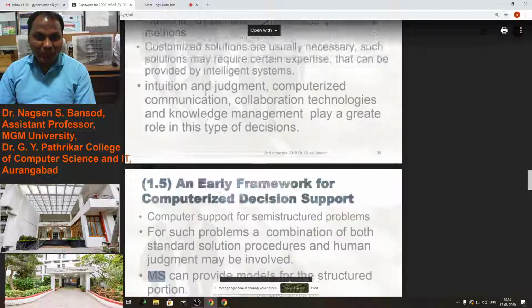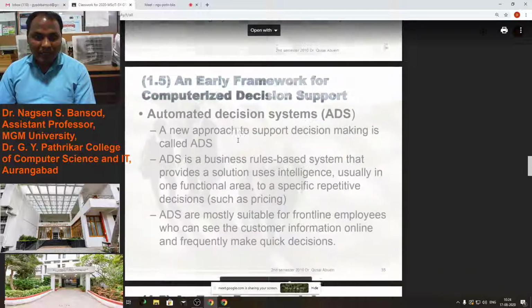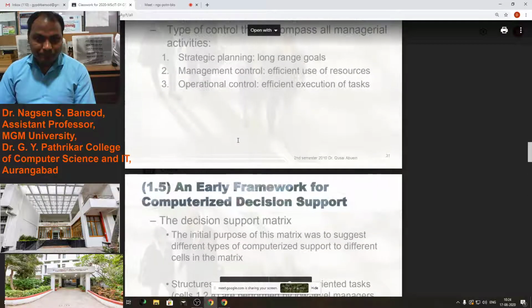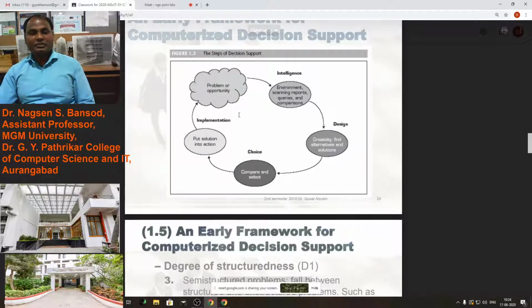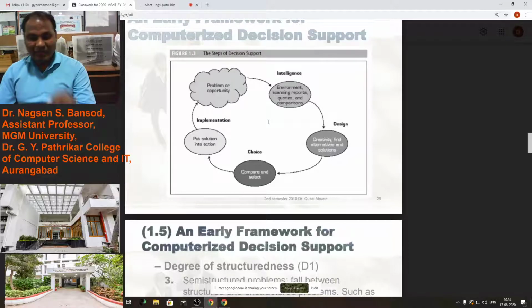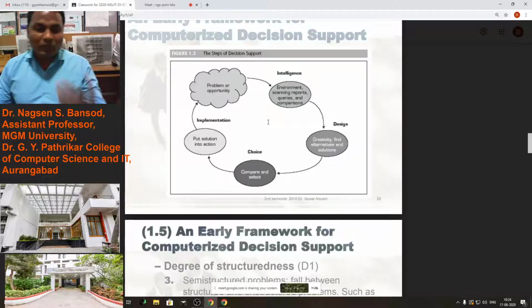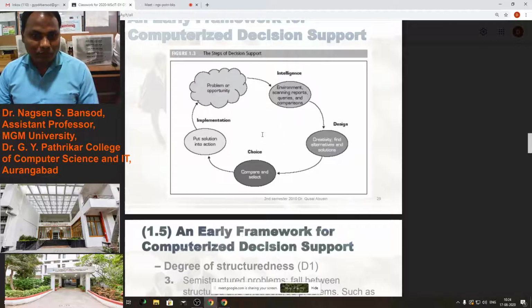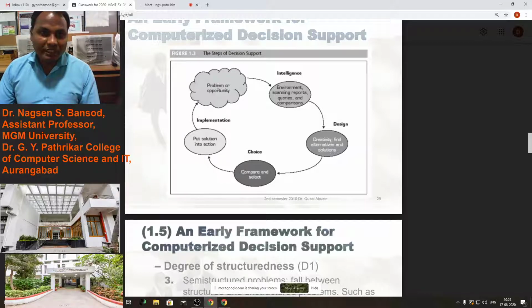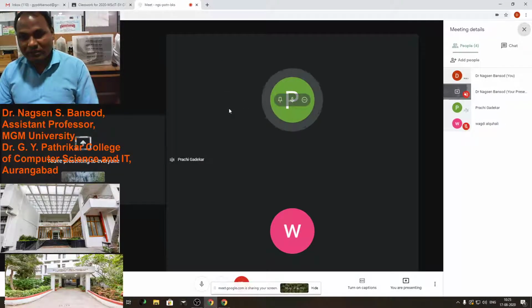If you have any doubt or question about the automated decision support system framework and the computerized decision support system framework, the steps of the decision support system, you have to draw this diagram in your notebook to understand more clearly and accurately. You should draw this diagram in your notebook. If you have any question or doubt, you can ask. We have two minutes for questions.